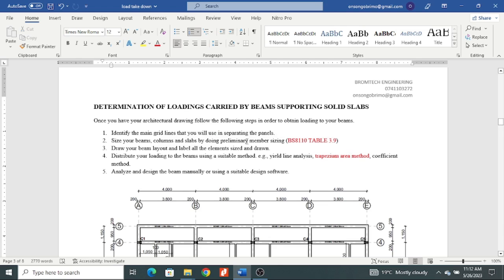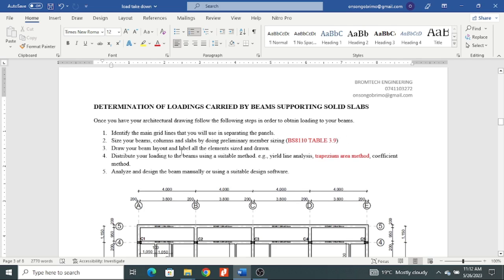sizing. And one of the hints that is going to help you when you use the British standard, which is code 8110, you can use the table 3.9 to size a few members, and I believe you have the code. If you don't have it, just drop a comment in the comment section and I will send one to you.